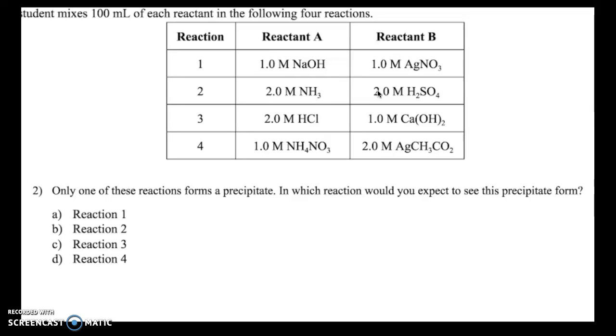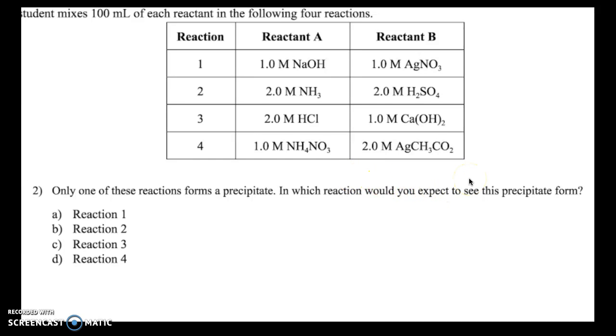In question 2, you were told a student mixes 100 milliliters of each reactant in the following 4 reactions, and you're given the table of reactions there, of reactant A and reactant B. And you're asked for question 2, only one of these forms a precipitate. In which reaction would you expect to see this precipitate form?